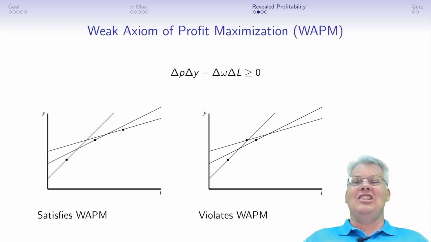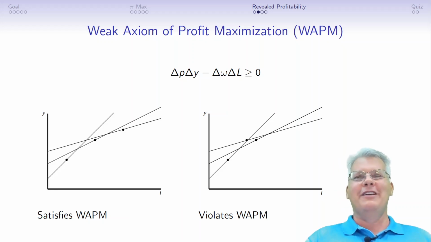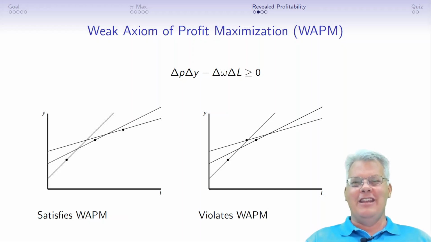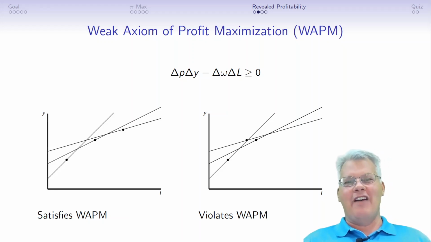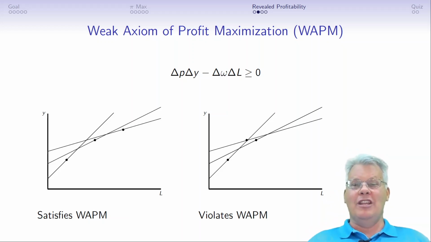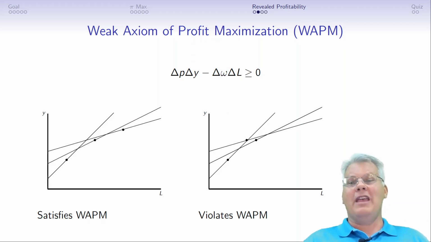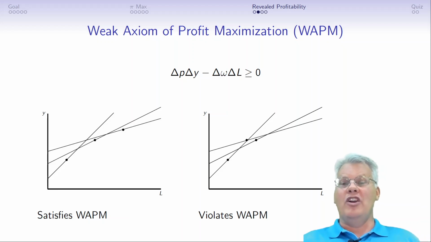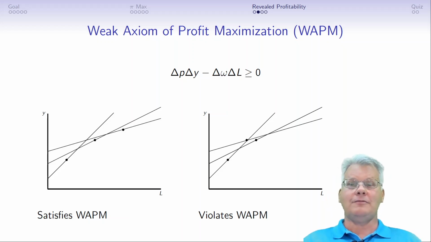The weak axiom of profit maximization, or WAPM. Remember we had WARP in Chapter 7, now in Chapter 21 we have WAPM. The weak axiom of profit maximization expressed mathematically is delta P delta Y minus delta omega delta L is greater than or equal to 0. Okay.